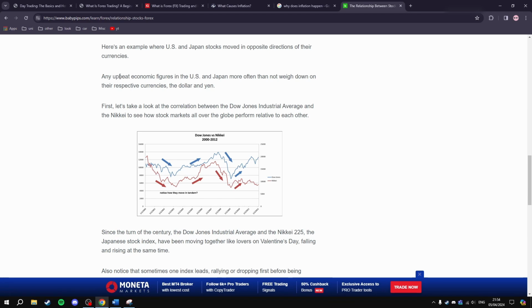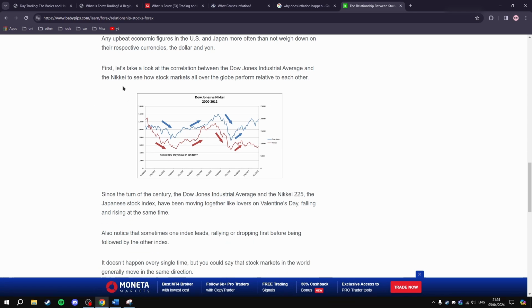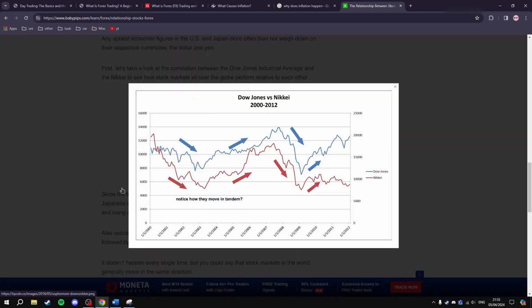First, let's take a look at the correlation between the Dow Jones Industrial Average and the Nikkei to see how the stock market all over the globe perform relative to each other. So Dow Jones versus Nikkei. Notice how they move in tandem: one goes down, the other goes down as well; one goes up, the other goes up.